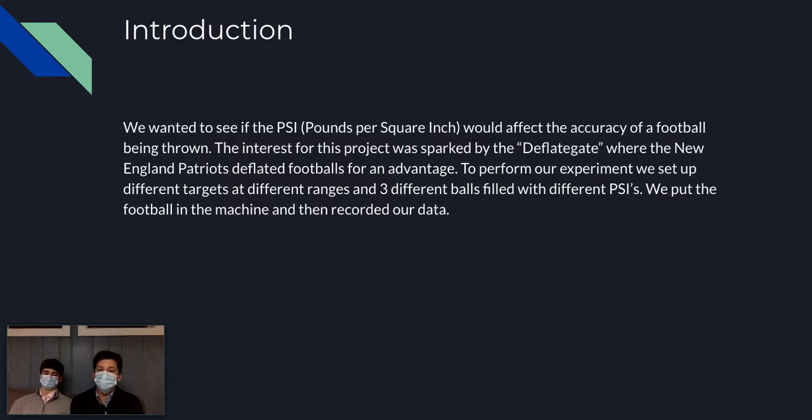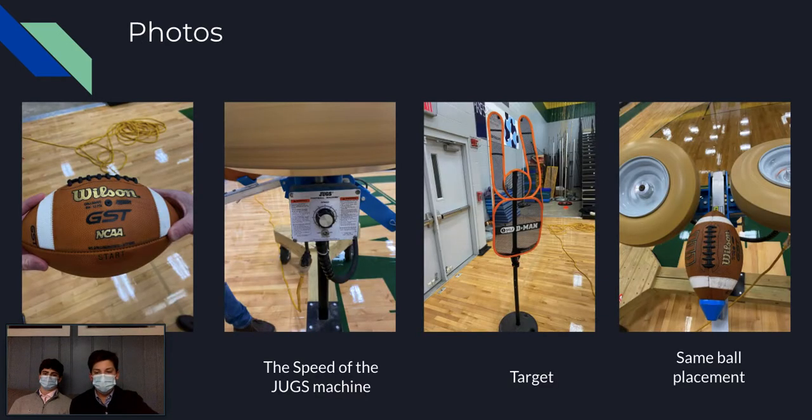We put the footballs in the machine and then recorded our data. The first picture shows what footballs we used. The second picture shows the jugs machine. The third picture is a picture of our target. And the fourth picture shows that we used the same ball placement every time.